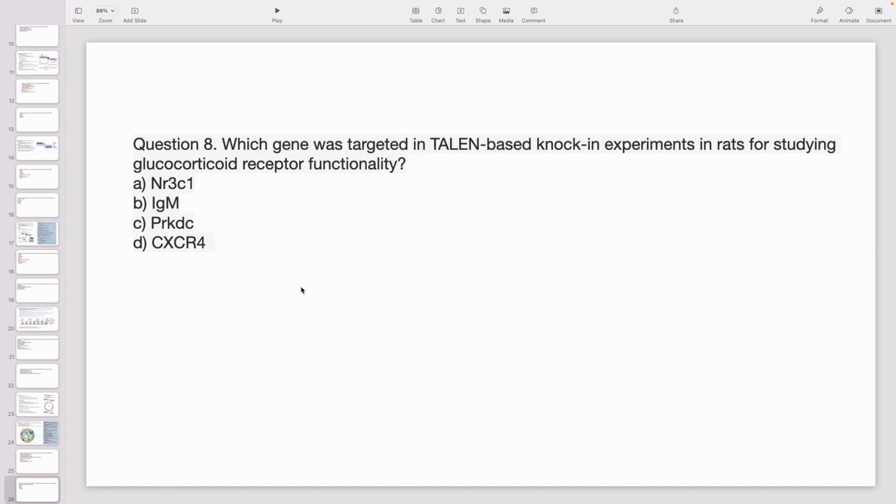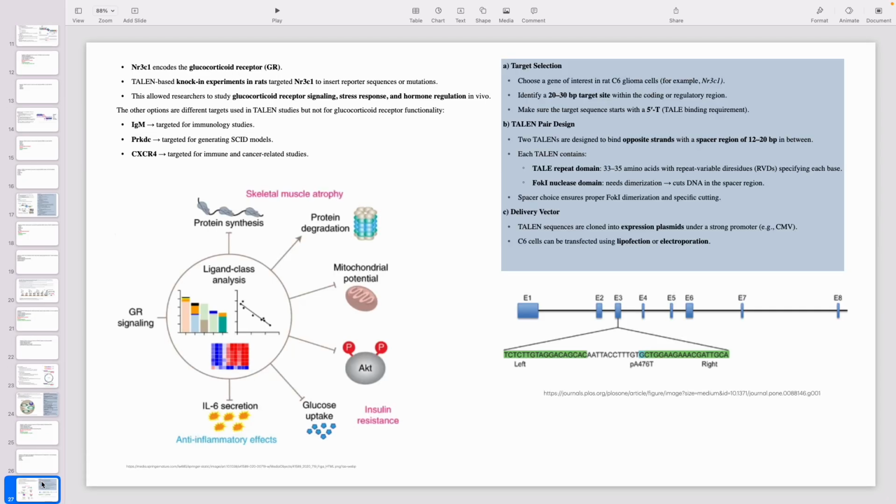NR3C1 gene. Yes, the correct option is NR3C1 gene. So let's look into the concept. NR3C1 encodes for the glucocorticoid receptor in rat. In this TALEN-based knock-in experiment in rats, they targeted NR3C1 to insert a reporter sequence or a mutation.